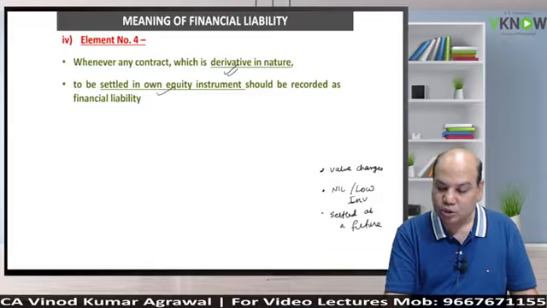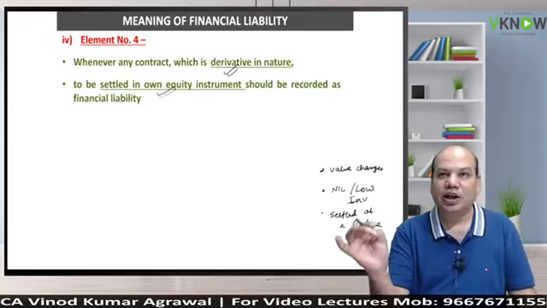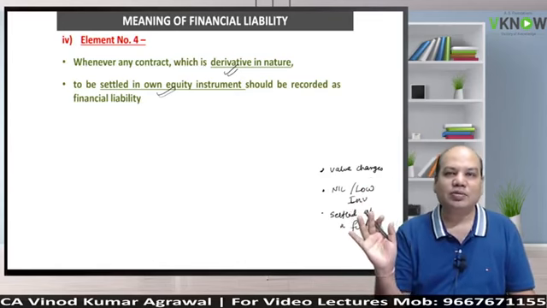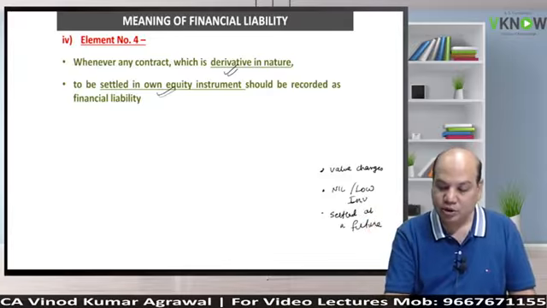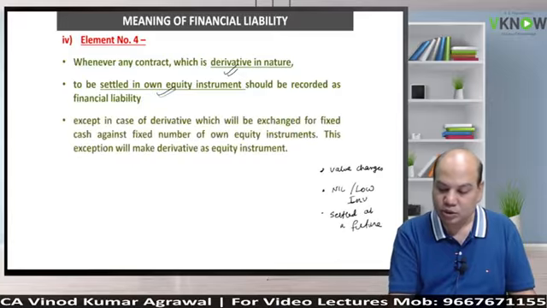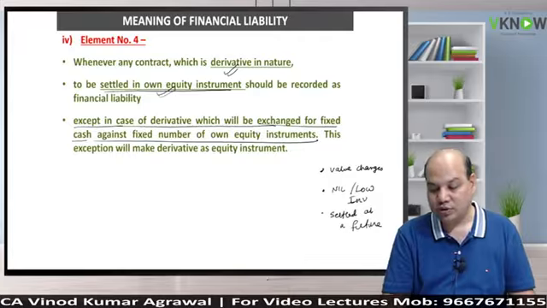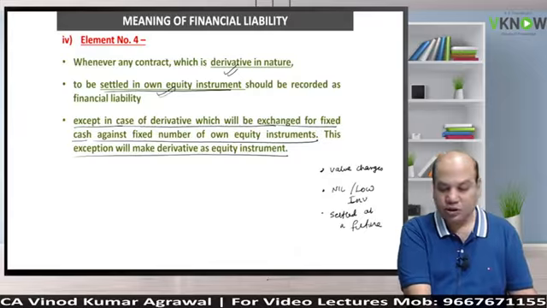So coming back to the definition of element number 4, the contract should be derivative in nature to be settled in own equity instrument. If it is settled in own equity instrument, check element number 4. If it is settled in any other asset or liability, check element number 2, it should become unfavorable. It should be recorded as a financial liability which will be settled in own equity instrument, except in case of a derivative which will be exchanged for fixed cash against a fixed number of own equity instrument. This exception will make the derivative an equity instrument.